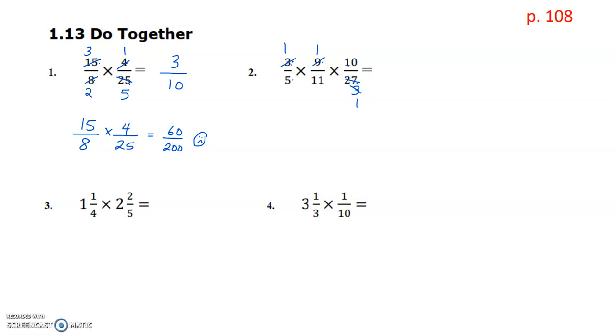So even though they're not next to each other, as long as they are diagonal or across, you can reduce them. So I'm going to divide by 5, and 10 divided by 5 is 2. So that leaves that 11 down in the denominator. That's fine. We're going to multiply now. 1 times 1 times 2 is 2 over 1 times 11 times 1 is 11. So my final result is 2/11.